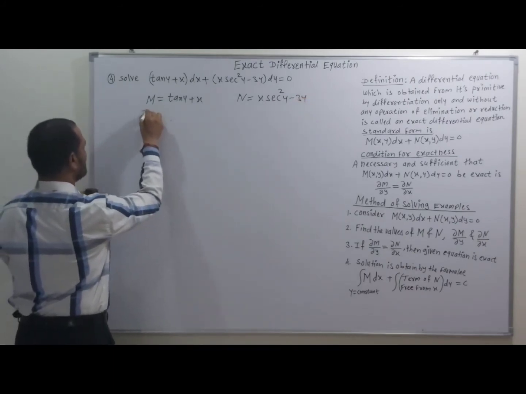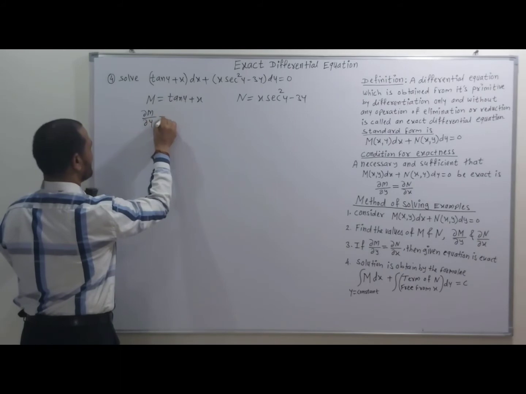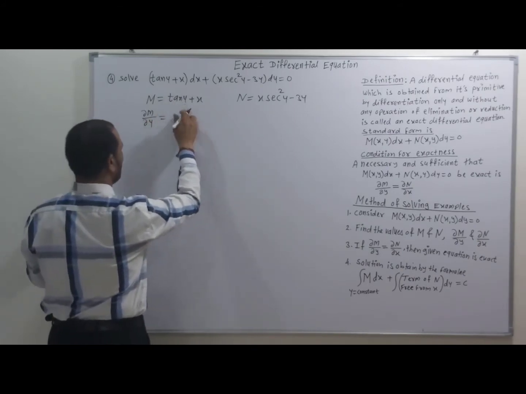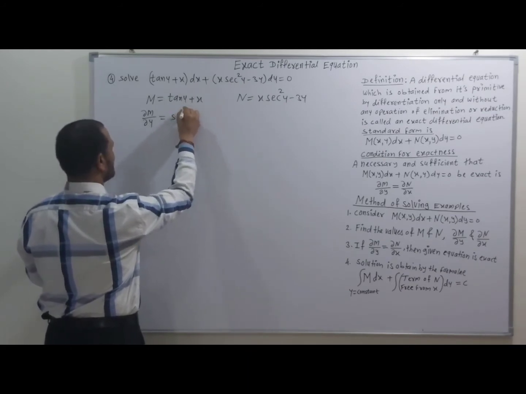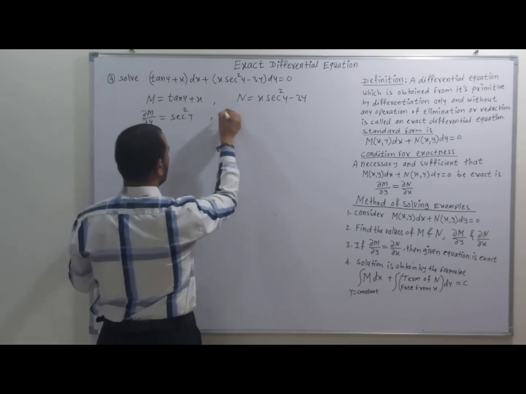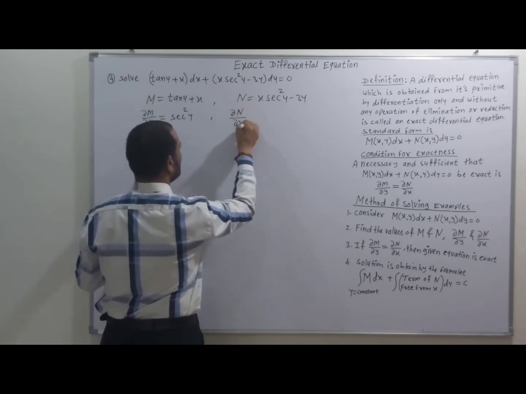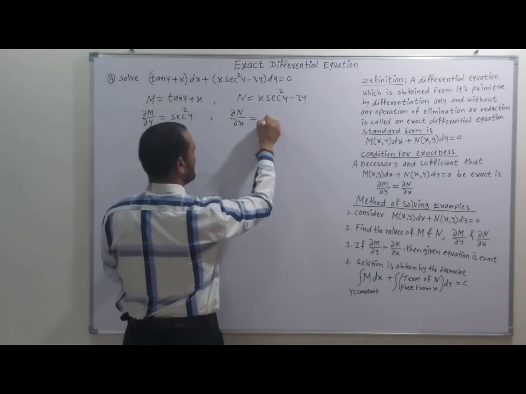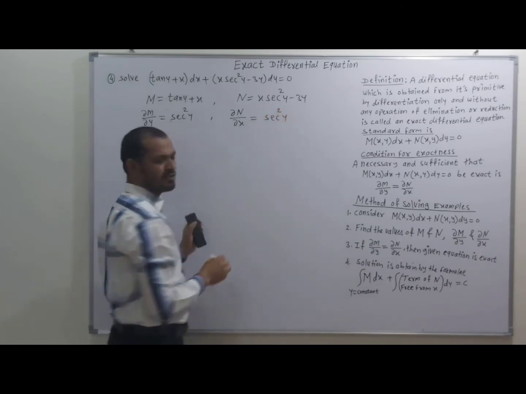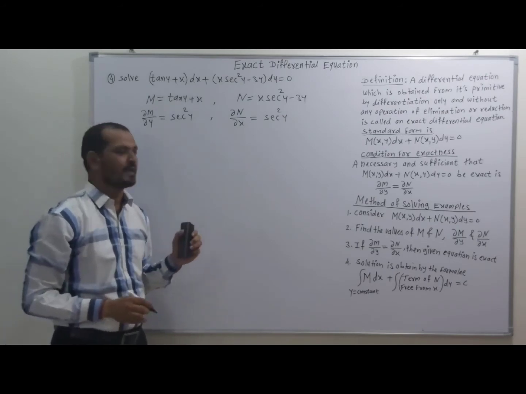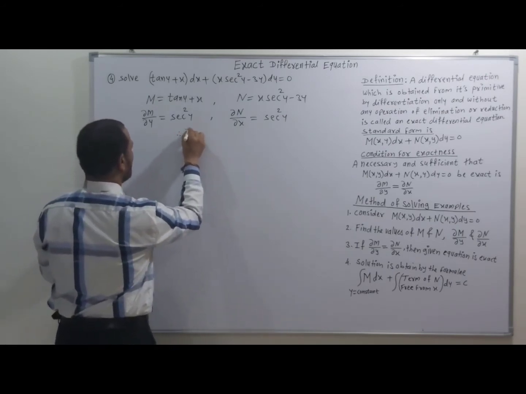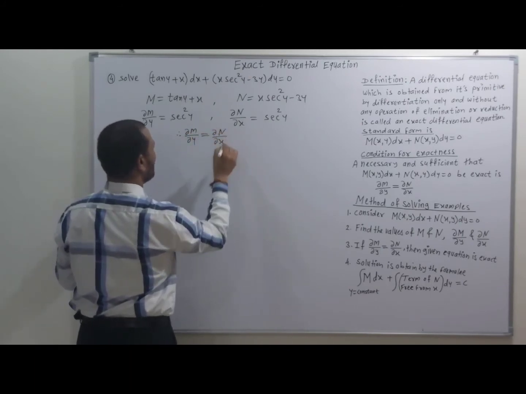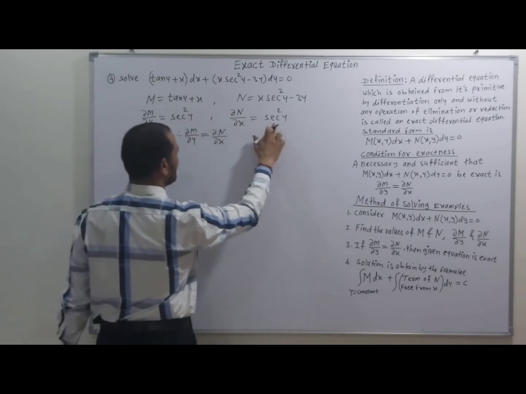Now find out the partial derivative of m with respect to y. When we take the derivative with respect to y, x is constant. Derivative of tan y is sec square y. Then similarly partial derivative of n with respect to x equal to. So here friends, when we take the derivative with respect to x, then this sec square y is constant. Derivative of x with respect to x is 1. So this indicates that partial derivative of m with respect to y equal to partial derivative of n with respect to x, because these two terms are same.